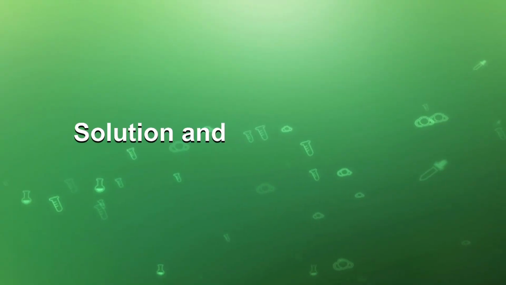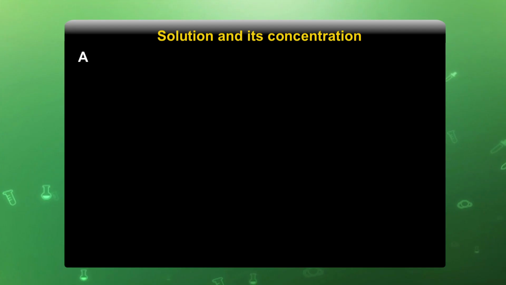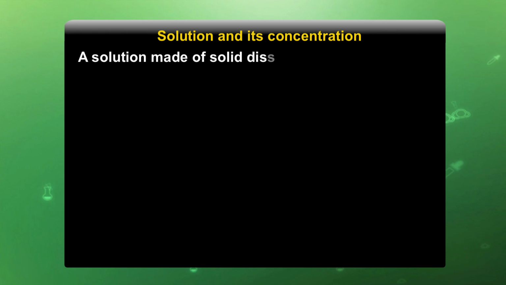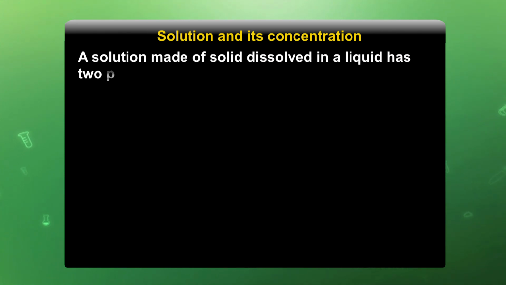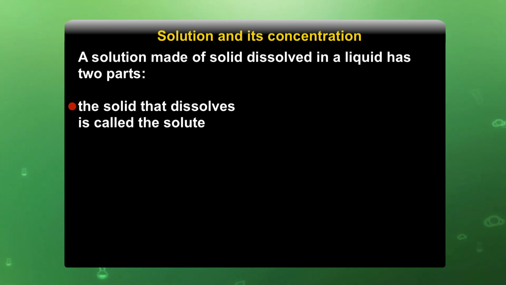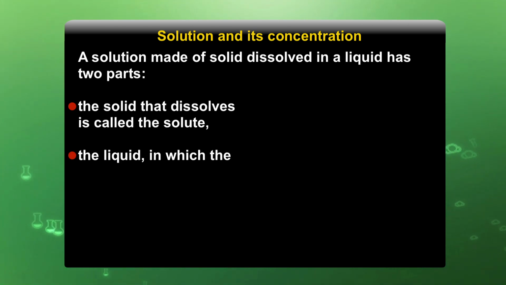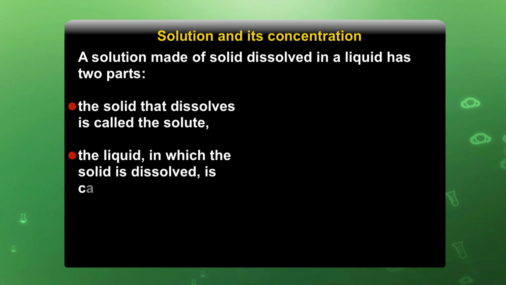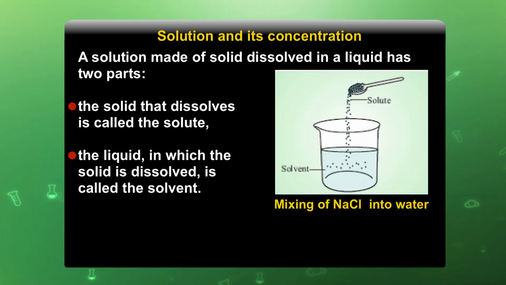Now, we have just studied mixtures. The next topic is solution and its concentration. A solution made of a solid dissolved in a liquid has two parts. These two parts are, the solid part that is dissolved, called the solute, and the liquid in which the solid is dissolved, called the solvent. For example, if we are dissolving sodium chloride in water, sodium chloride will be the solute and the water will act as the solvent.